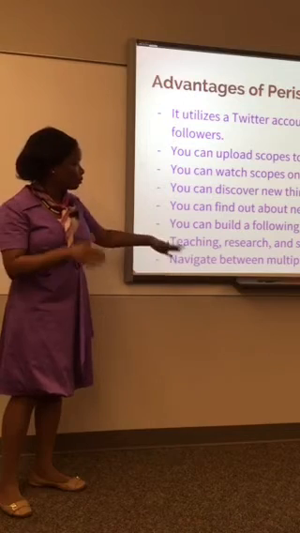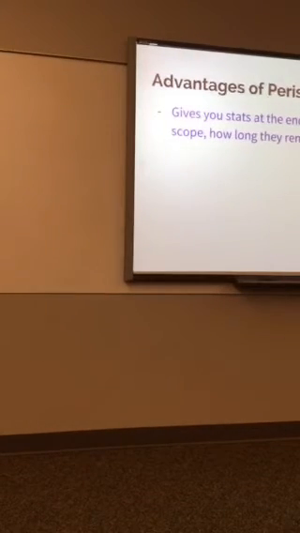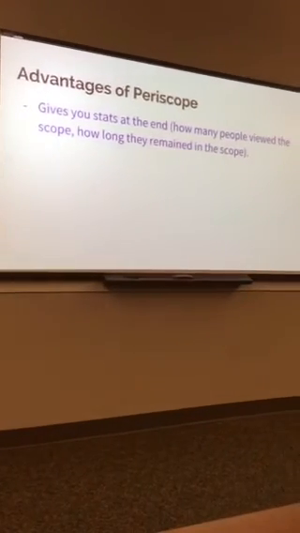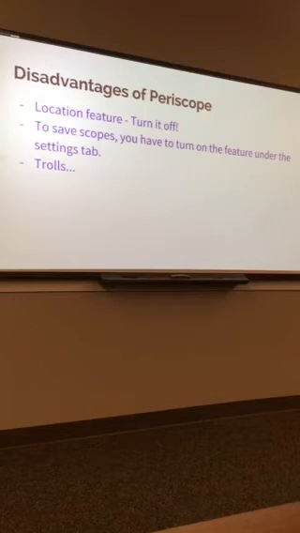And then navigate between multiple profiles. So I have various profiles on Periscope, so I can navigate between multiple profiles. And also it gives you stats at the end, like how many people viewed the scope, how long they remained in the scope, and then how many hearts you received during that scope. And then after you upload it, or after it goes from live to delayed, they can actually watch the scope later, and you will see how many hearts they gave you after your broadcast was finished.